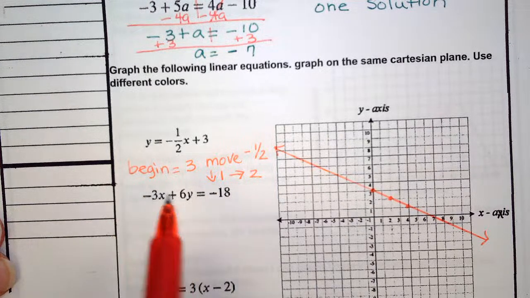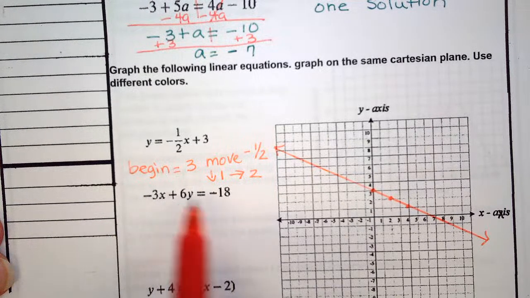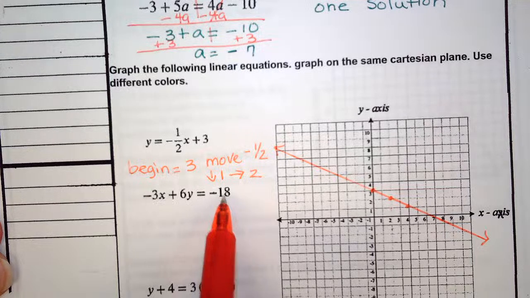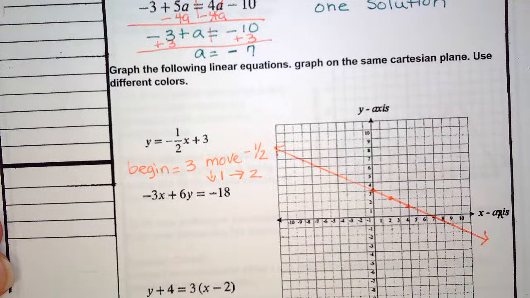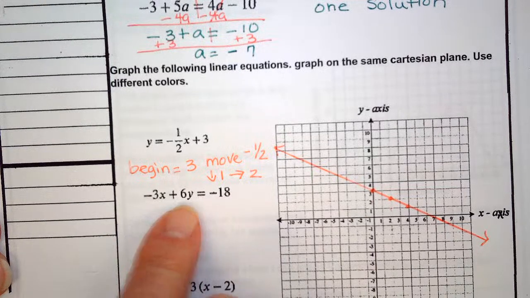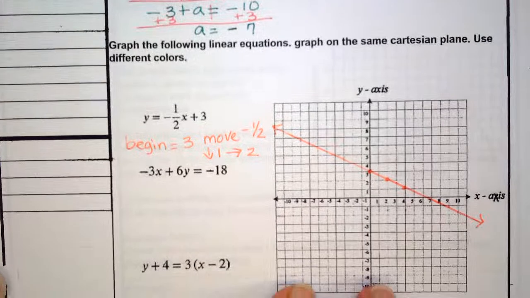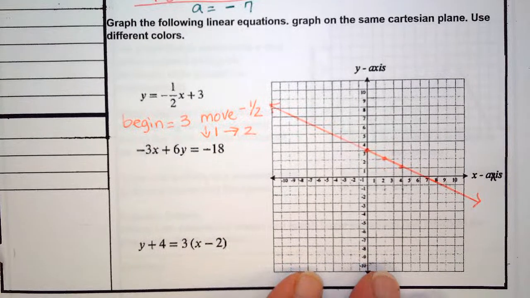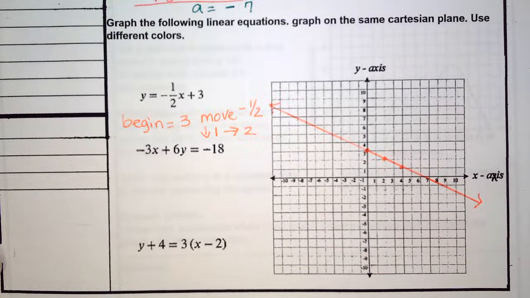Okay, let's look at the second line, the second equation. I've got a coefficient of negative 3, I've got a coefficient of 6, and I've got a constant of 18. What I know is 3 and 6 both divide evenly into 18. This is the instance where I could easily find my two intercepts, my x-intercept and my y-intercept.